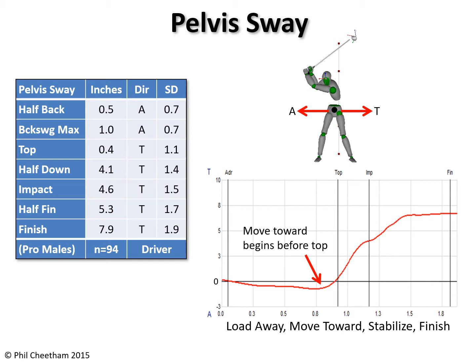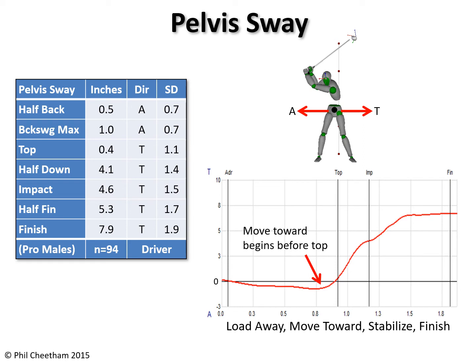follow-through. Some key points to notice: the curve goes negative during the backswing, showing a slight sway away from the target. This suggests a loading action to the trail leg. On the table, we see the average maximum sway is 1 inch, or about 2.5 centimeters. And from the graph, we see that this occurs before the top of backswing.